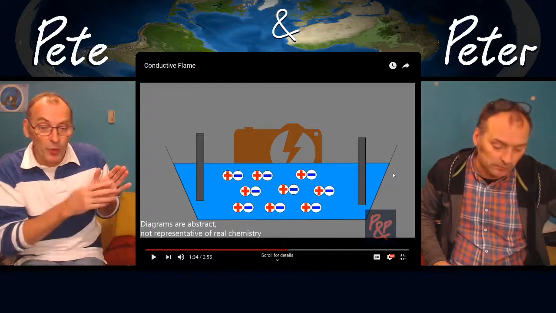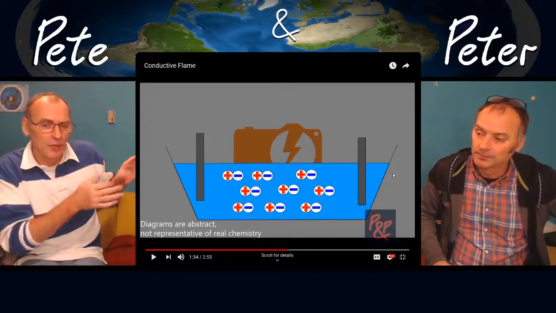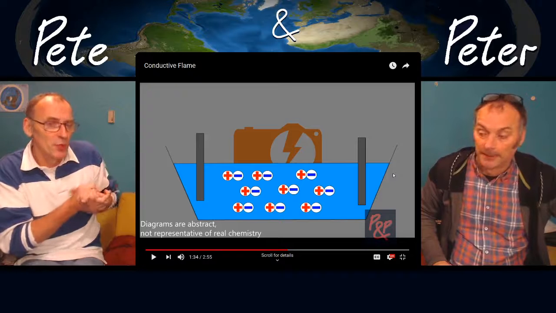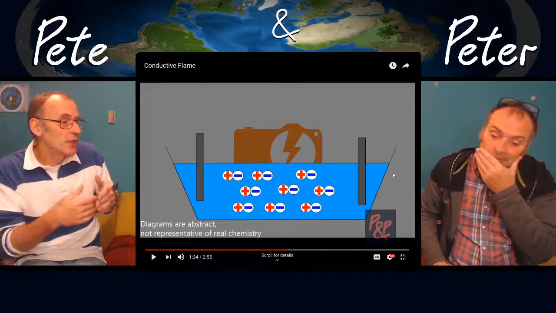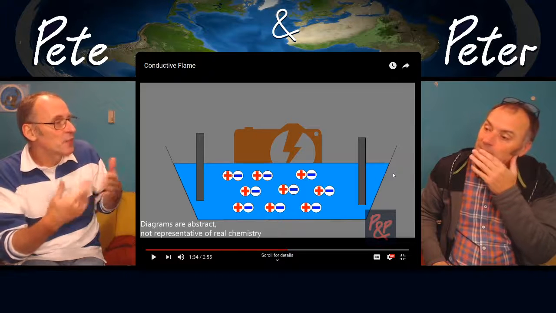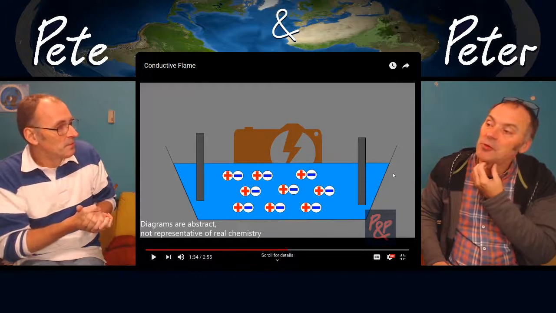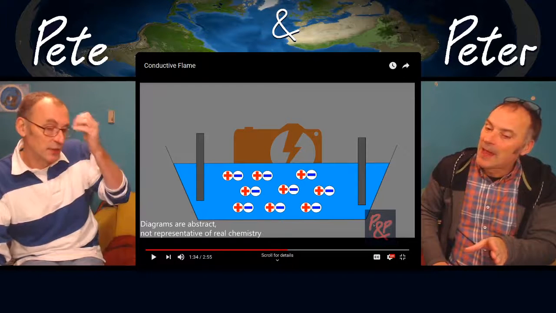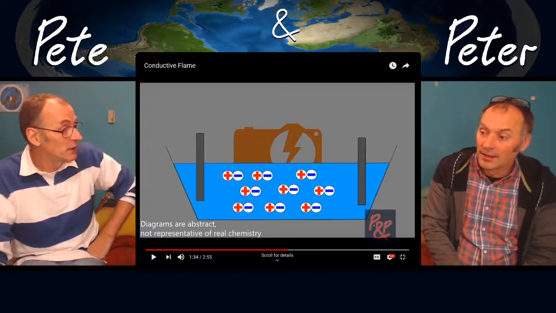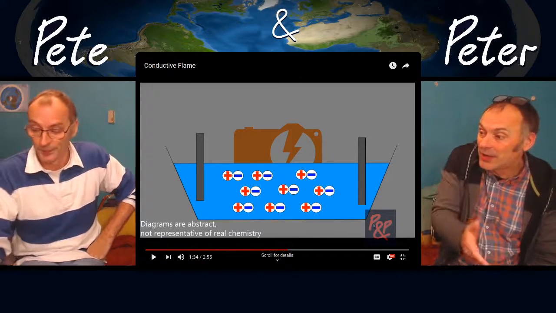Yeah. But even though the diagrams are abstract and they don't represent real chemistry, what the guy's saying is the flame is supposed to be conductive. Oh, yeah. Because I couldn't work out when he started talking about gases. How the water relates to gases. Well, and really how the gases relate to his demonstration. And how the gas relates to a plasma.